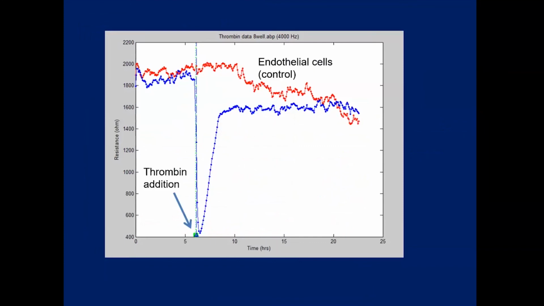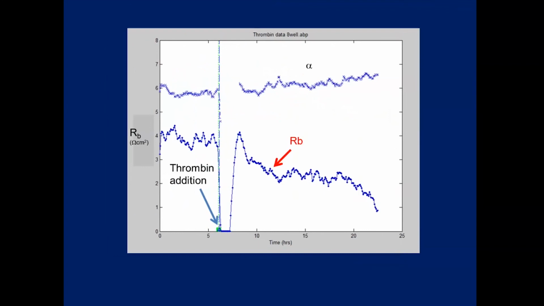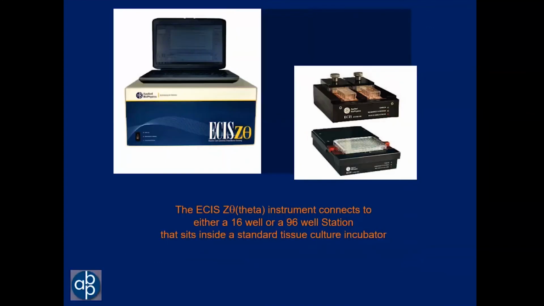We can take these same data again and ask to see changes in the model parameters instead. And what we see, and we're plotting the RB values in ohm centimeters squared on the vertical axis, is that when thrombin is added, the barrier function, which was around 4 ohm centimeters squared, drops to 0 in this case. The model actually drops out of the measurement in this case and comes back, but notice alpha stays constant, suggesting that the thrombin addition is changing the barrier function with little effect on the cleft between the substrate and the basal membrane. Well, that's what I wanted to cover in today's webinar.